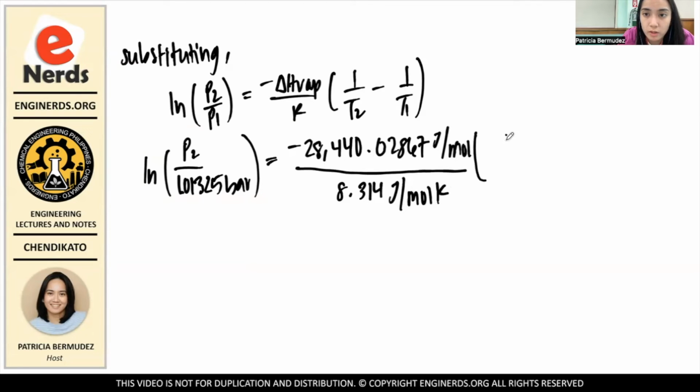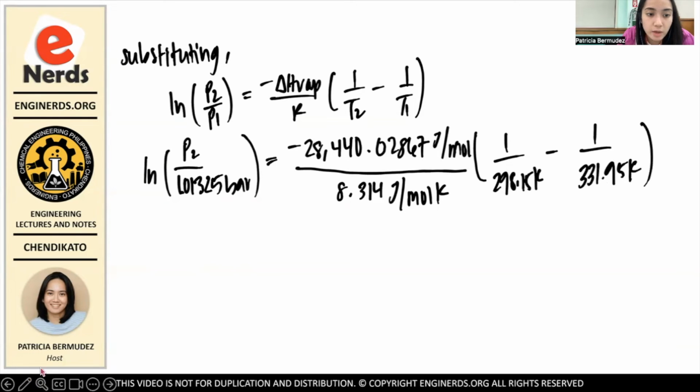And then our T2 corresponds to the pressure we're looking for, and that is 25 degrees Celsius. So, it'll be 298.15 Kelvin minus our T1, which is the boiling point, and that is 331.95 Kelvin. And you can see here, our units cancel again. Joules cancels, per mole cancels, and the Kelvin cancels here. Technically, this is 1 over delta T, and that is 1 over K, right?